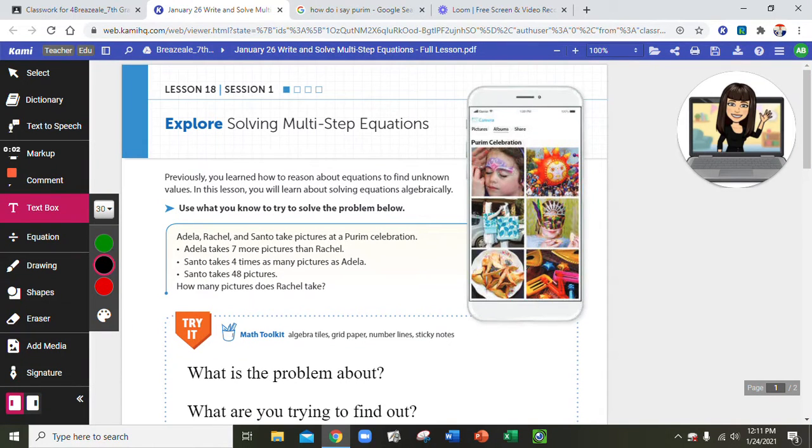Adela, Rachel, and Santo take pictures at a Purim celebration. Adela takes 7 more pictures than Rachel. Santo takes 4 times as many pictures as Adela. And Santo takes 48 pictures. How many pictures does Rachel take?